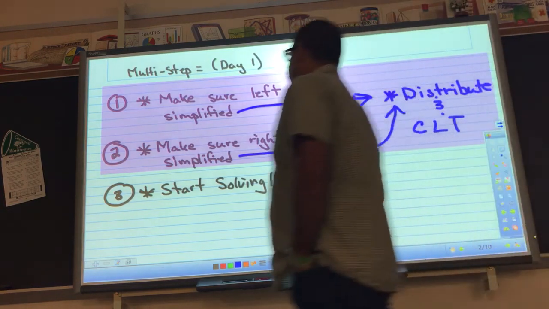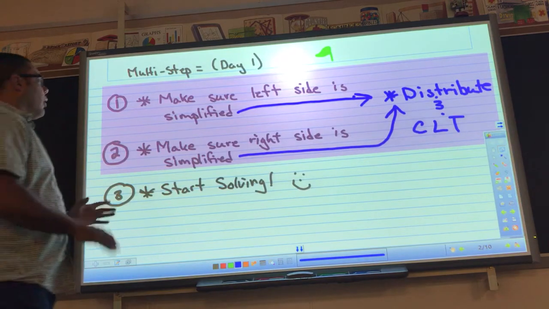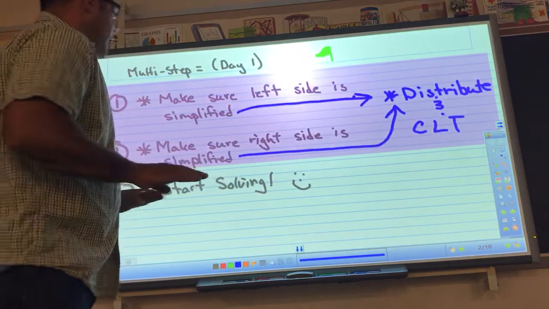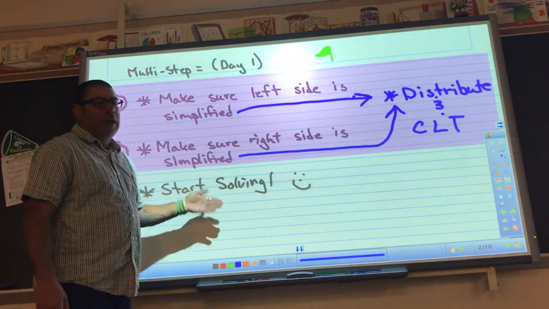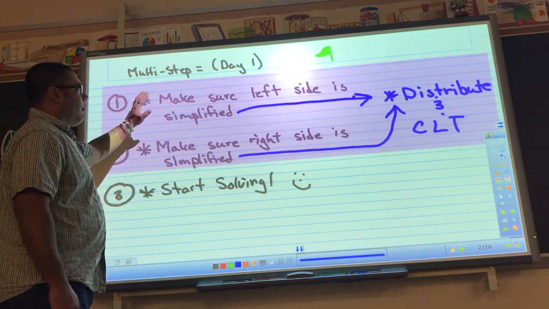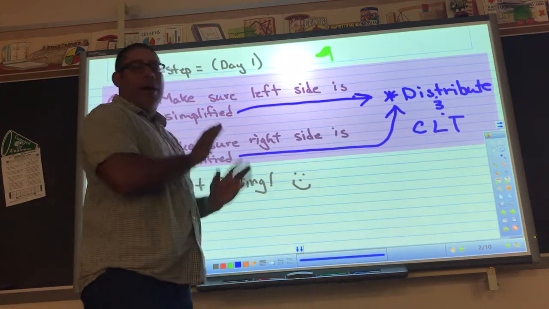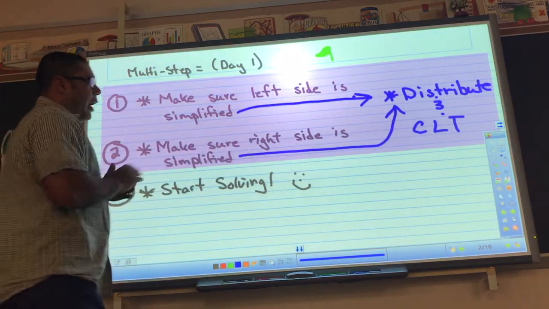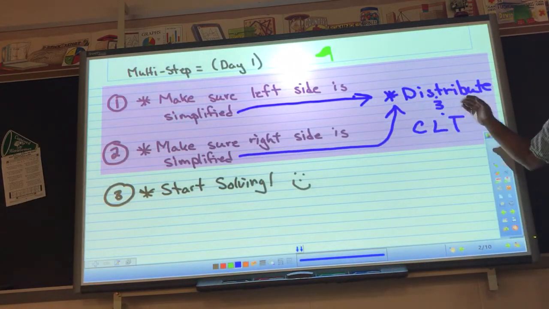Now, our steps when solving a multi-step equation, okay, our first part and our first goal is to make sure that my problem is all the way simplified. Okay? I do not want to start my solving steps until this is taken care of. Okay, so step one, I'm going to look at the left side of the equal sign only. And I want to make sure that that is simplified. Now, what does simplified mean? That means I'm going to distribute and combine my like terms. That's what I'm going to do on that left side.